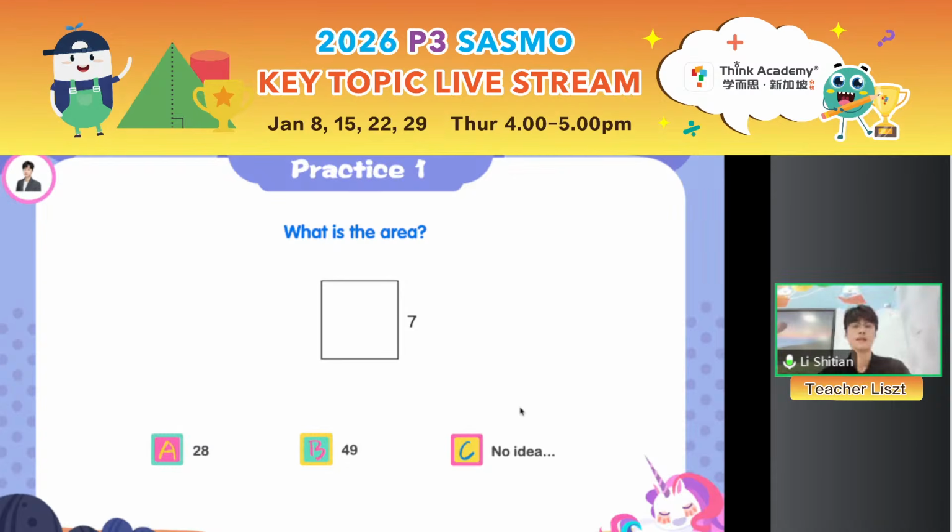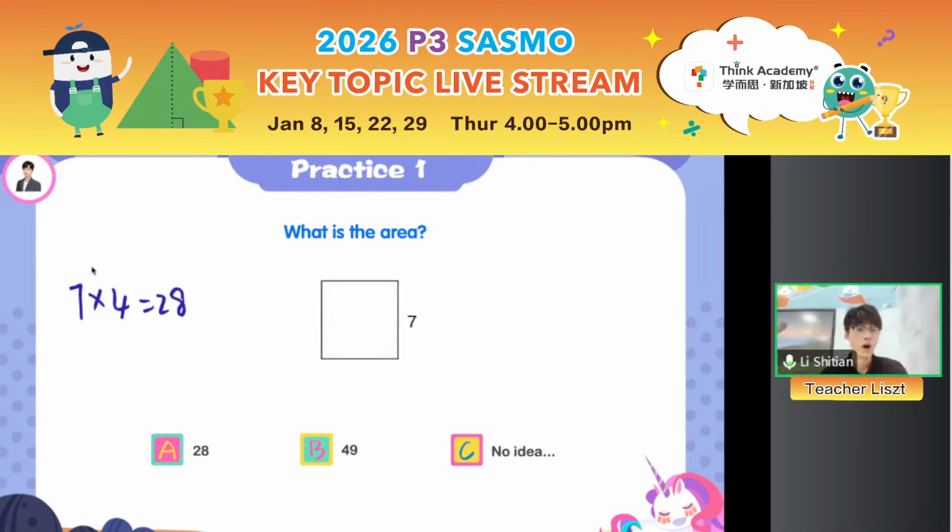Okay, so here's the practice. What is the area of the square here? Who can tell me? I need to choose option A, option B, or probably option C. What is the answer? Let's see. For the area, can I use 7 times 4, which is equal to 28? Then I find out the answer?